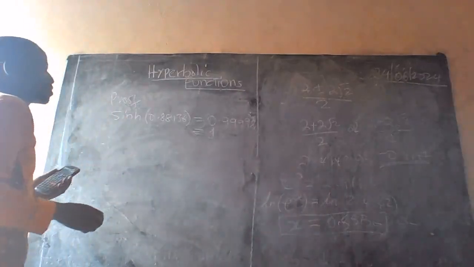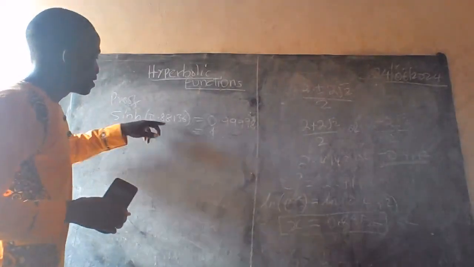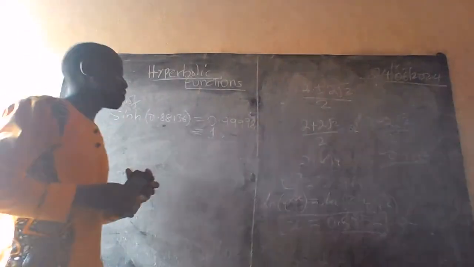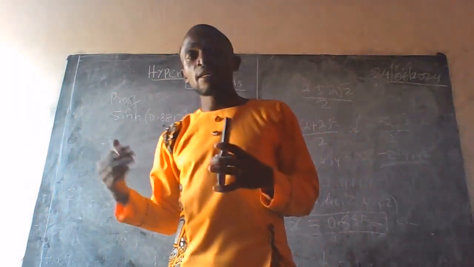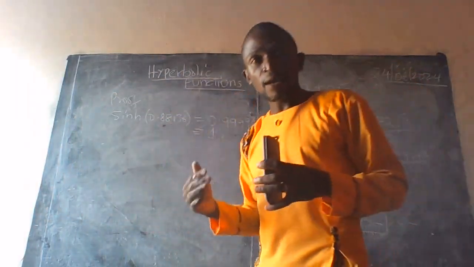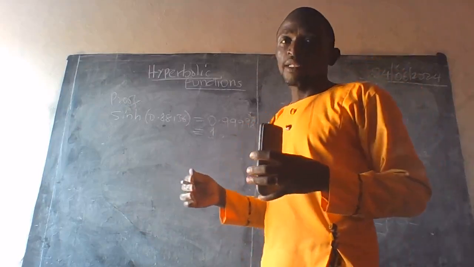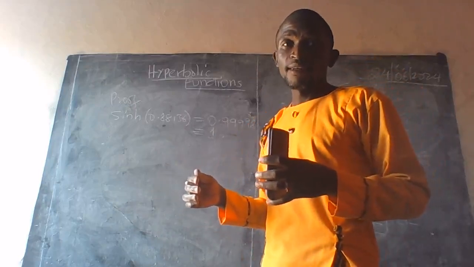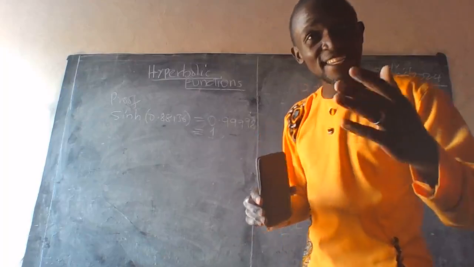So that is how we solve. Solving hyperbolic functions simply means finding the value whose hyperbolic function will give us the answer on the right hand side. That's how we are able to do that. All right? Okay. It is as simple as that.